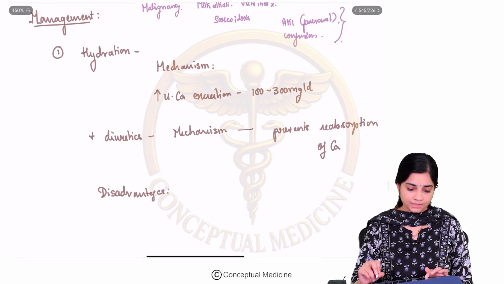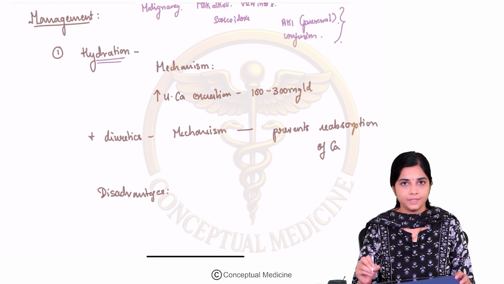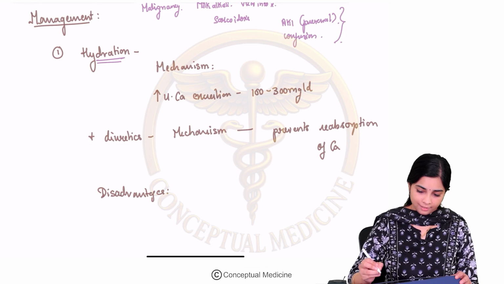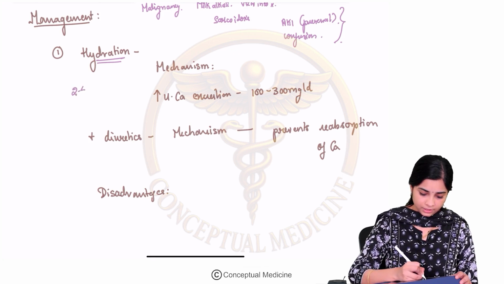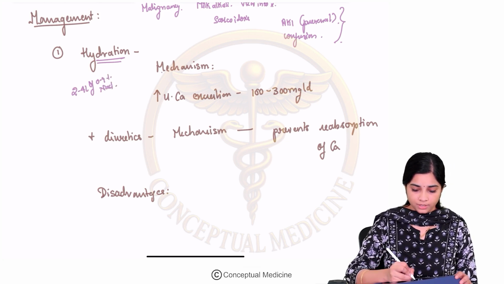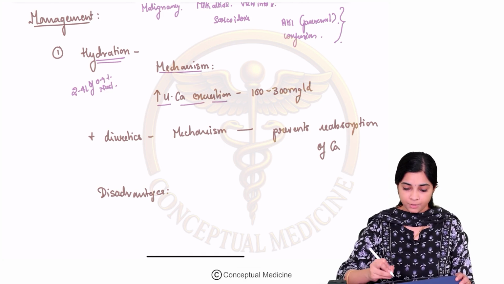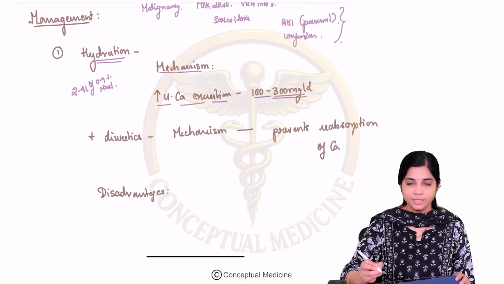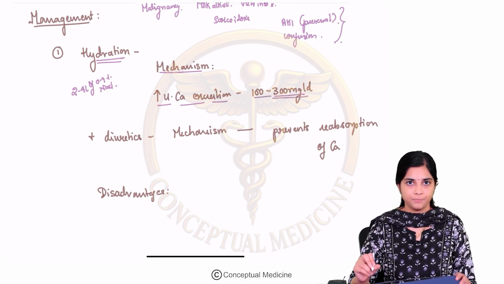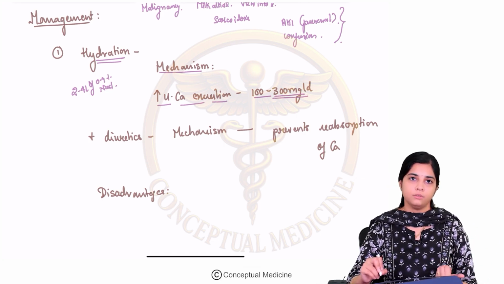So what are the methods of treating? The first and the most important step is your hydration. You will have to give around 2 to 4 liters of 0.9% NaCl. You hydrate the patient well. So what is the mechanism? The mechanism is that it causes an increase in your urinary calcium excretion, about 100 to 300 milligram per day loss of urinary calcium. So when you hydrate the patient, you can remove the calcium from the kidneys more usefully.